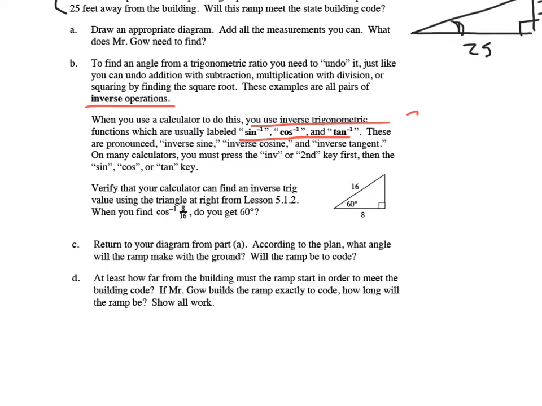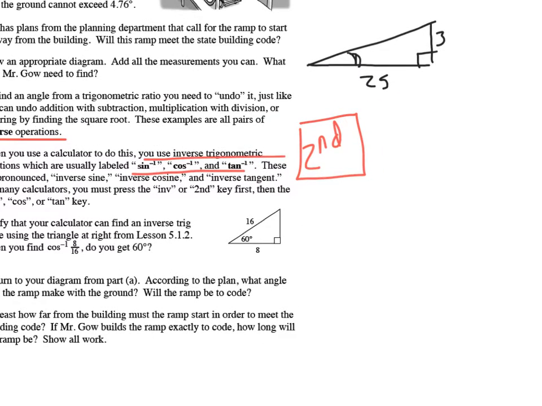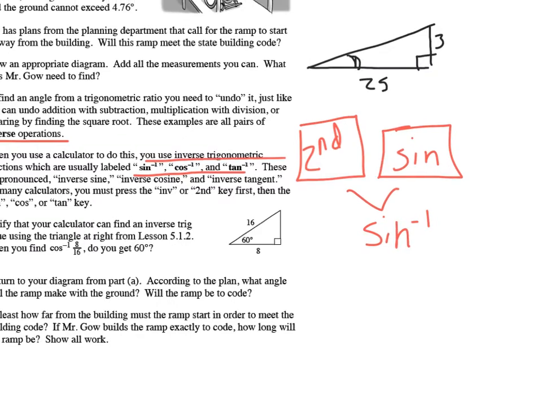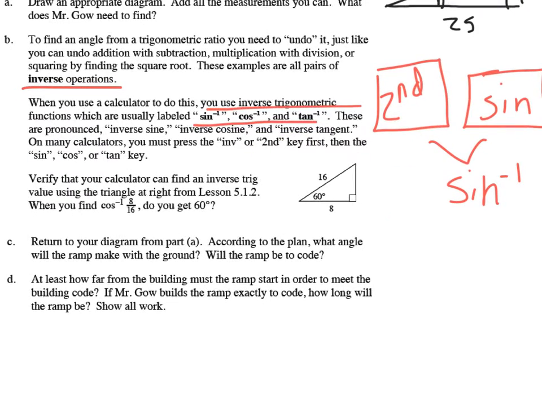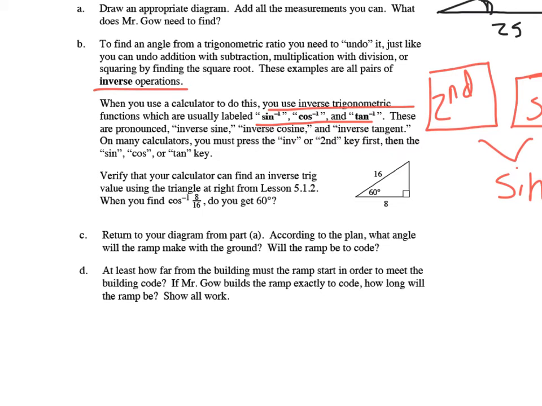So when you're doing this work, what you're going to do on your calculator is you're going to press the second button, and then after that, you're going to press the sine button. And so on your graphing calculator, if you press second sine, that is going to do the inverse sine for you, which will help you find an angle measurement. So it says verify that your calculator can find the inverse trig value when using the triangle at the right.